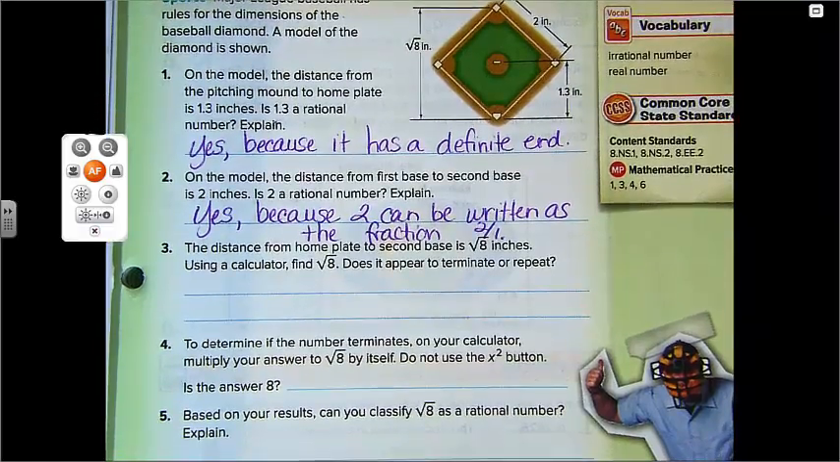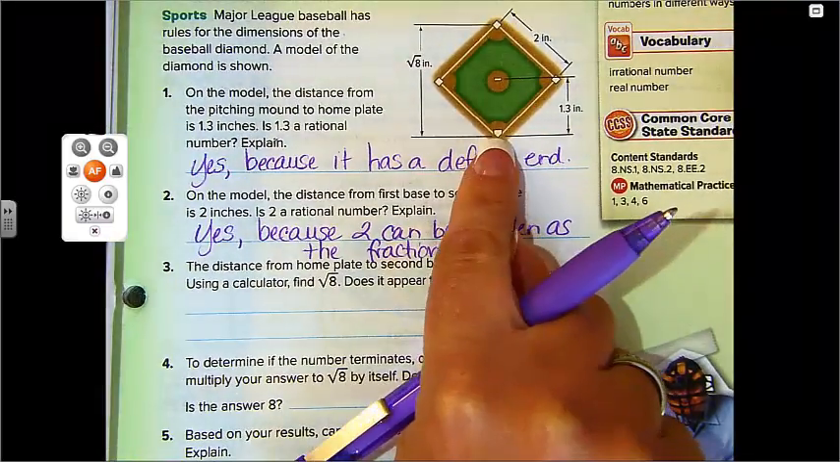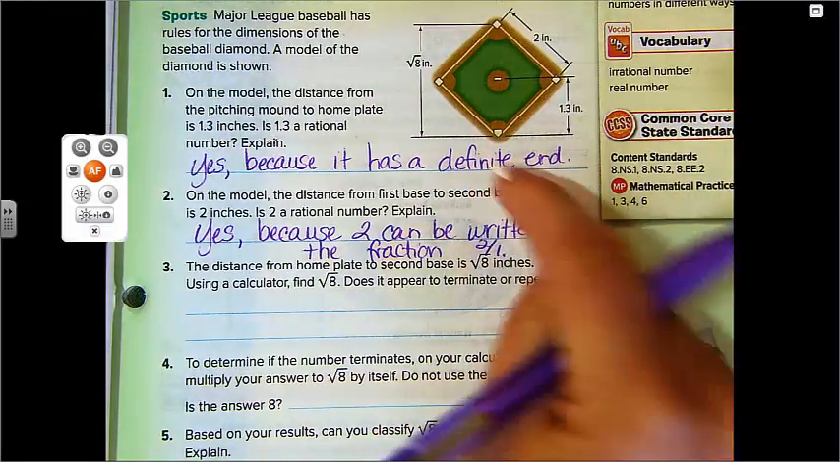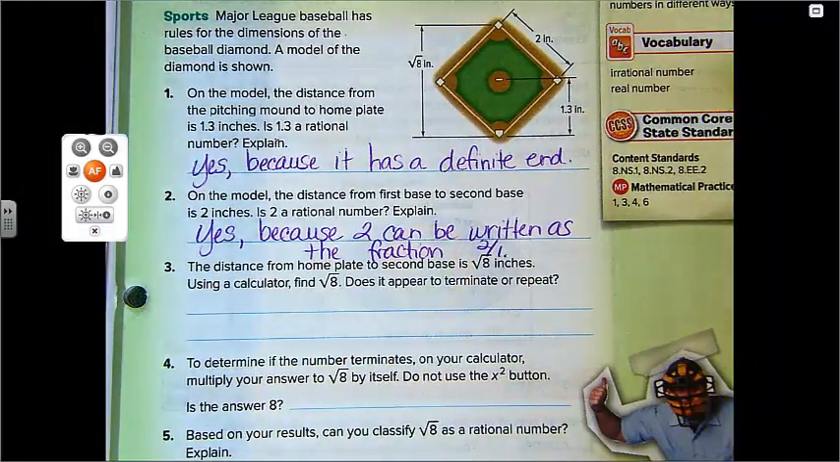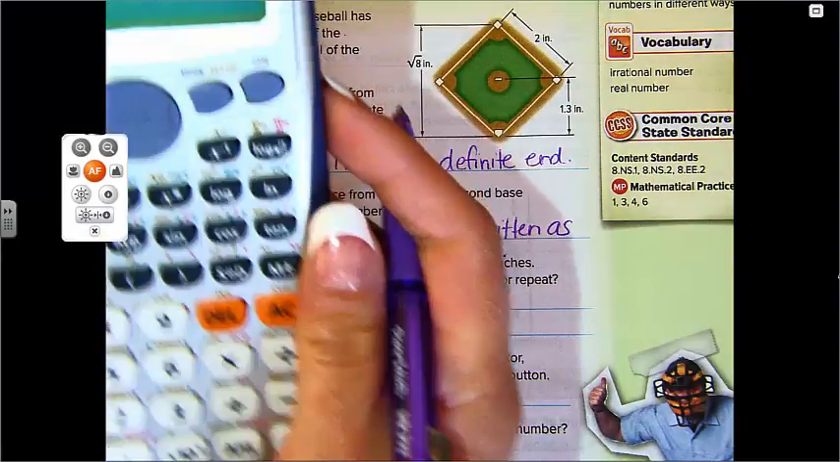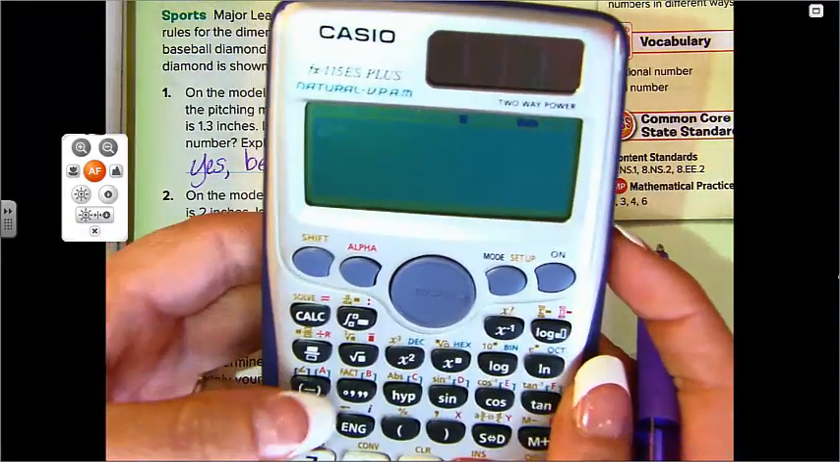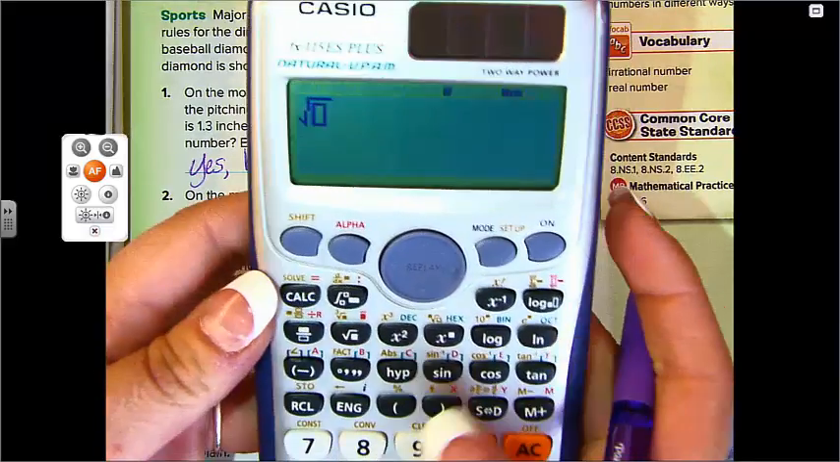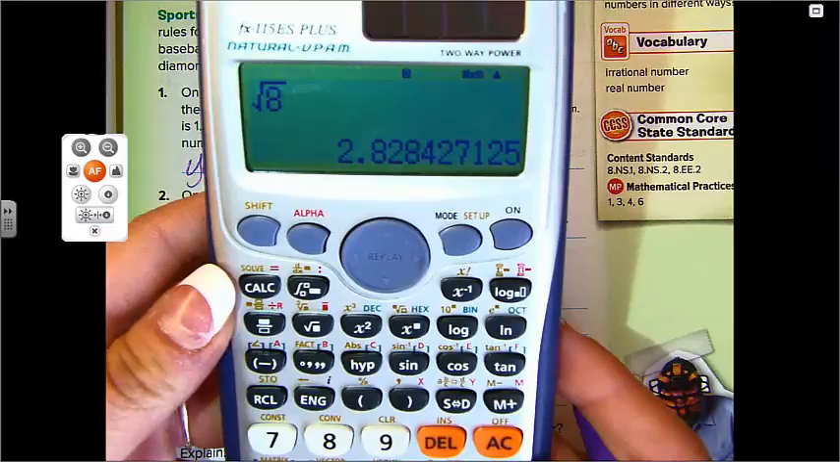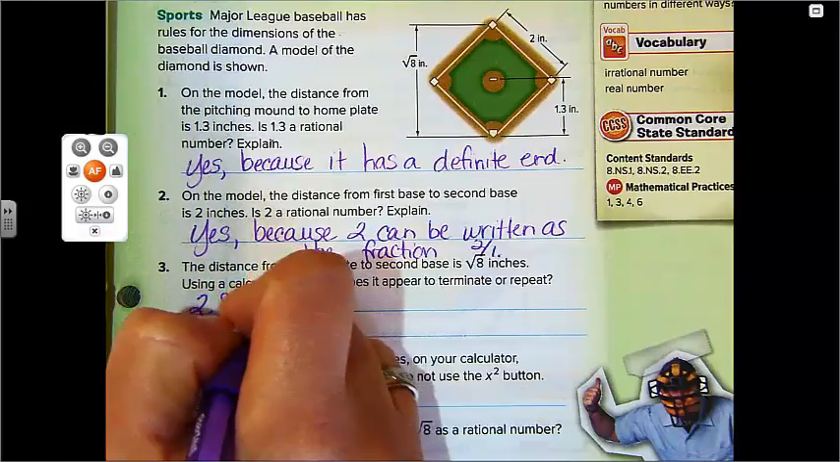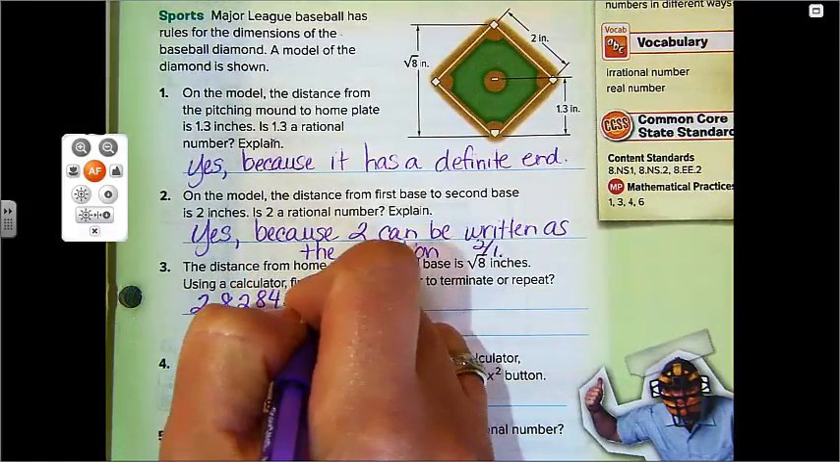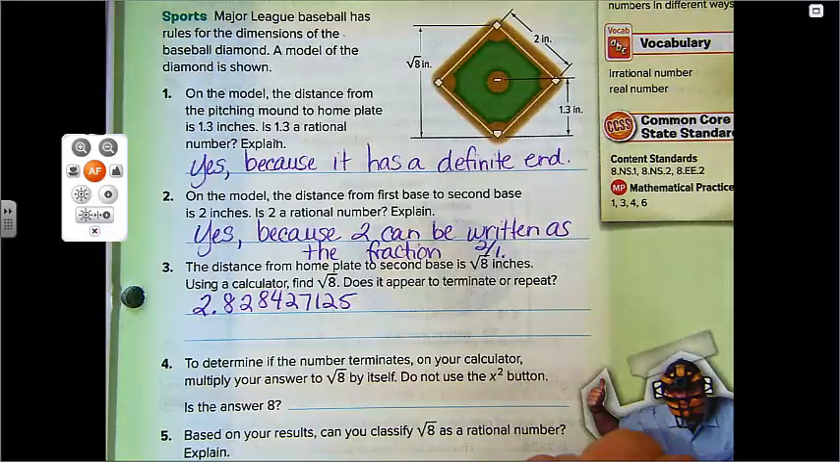Now let's look at number 3. It says the distance from home plate, which is this one right here, to second base, which is all the way up here, straight across from home plate, is radical 8, or the square root of 8. And it says using a calculator, find the square root of 8. So here's my calculator. That's the first part of the question, so we're going to do that part first. Hit your radical sign, 8, equals, and it gives me this decimal, so let's write that down first. The decimal is 2.828427125.